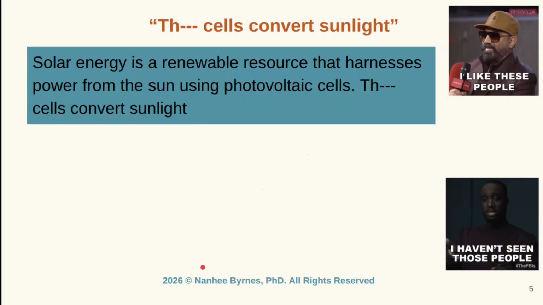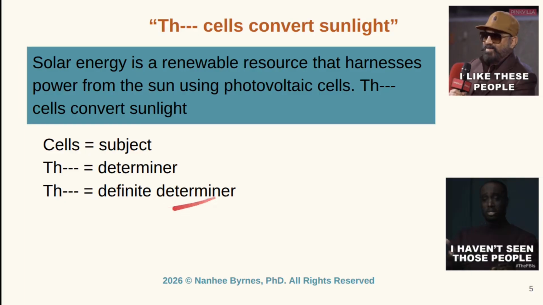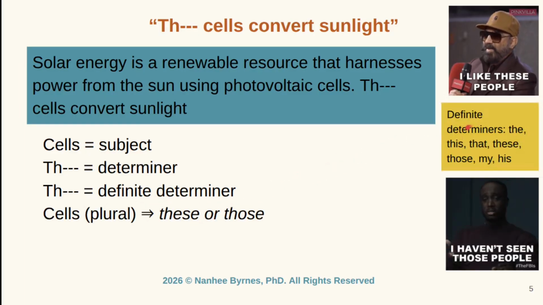Number 1. Cells convert sunlight. First, look at the structure. Cells is the noun subject of the sentence. That means the missing word must come before the noun, so it needs to be a determiner. Next question, what kind of determiner? The word cells refers back to something already mentioned, photovoltaic cells. That tells us we need a definite determiner, not an indefinite one.